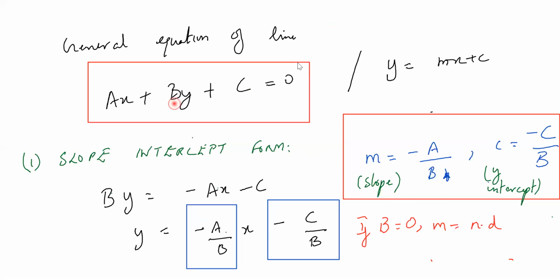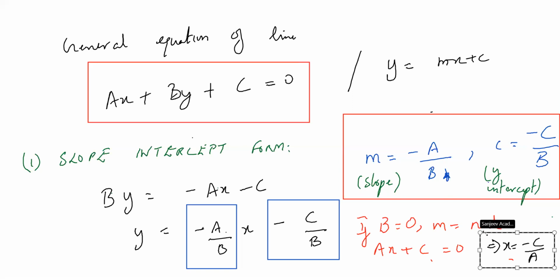But if I substitute b as 0 in this equation, I'll get ax plus c is equal to 0, or my x is equal to minus c by a. x is equal to minus c by a. So this is my x-intercept. That only happens when b is 0. But in the x-intercept case, the slope is undefined. When b is equal to 0, x is equal to minus c by a, which is a vertical line. Okay, and the slope is undefined.